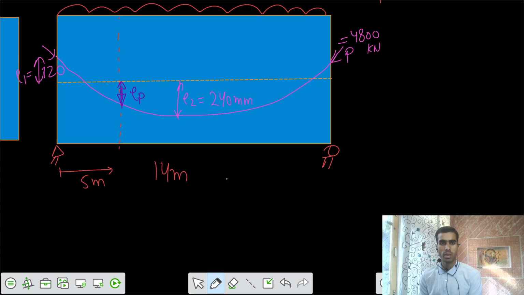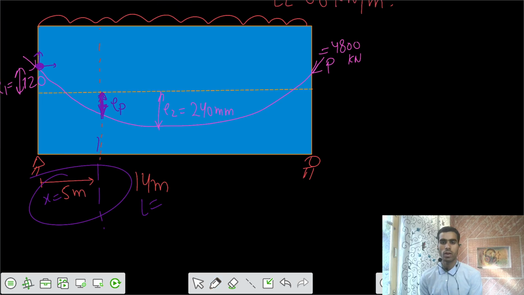This is the value of EP, and I have to calculate that. If this is parabolic, I have to take this as the origin, and I would say at x equals 5 meters, for the length of L equals 14 meters, I want to say what is this value of EP. So for that I have the equation.